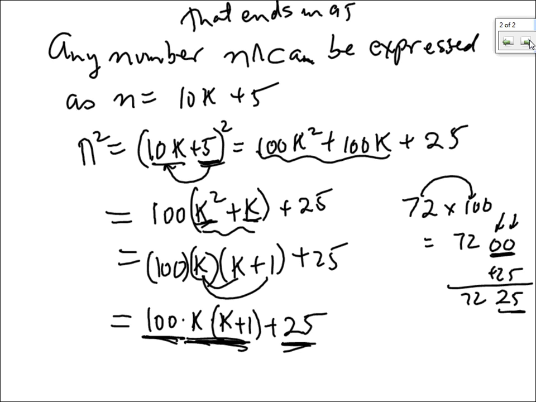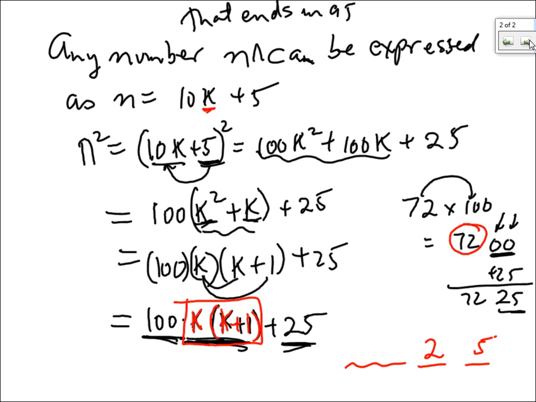Okay, now let's look at this a bit more closely. So how do you get the number of hundreds? Well, look at this. You take the k and you multiply it by one more. You multiply that by 100. That is, write down that answer, whatever it is, and then have 2 places left over for the 25.